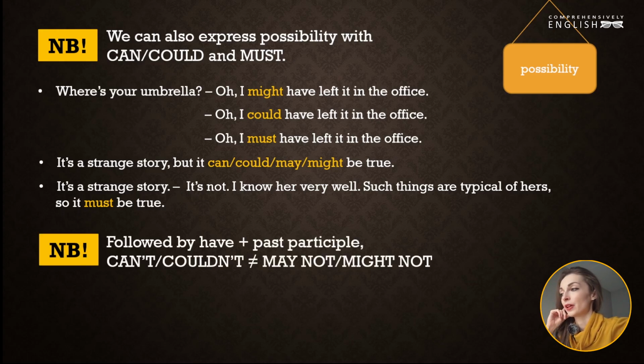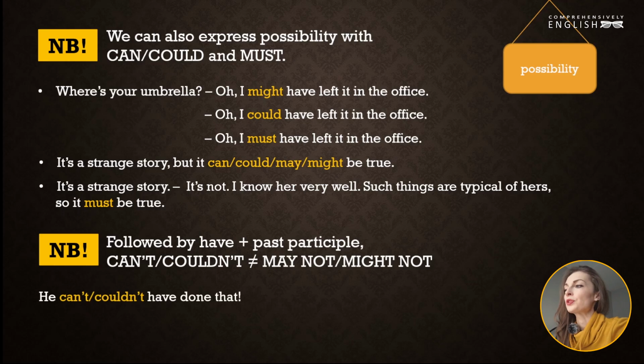Pay attention that followed by have plus past participle, can't and couldn't do not equal may not and might not. They have absolutely different meanings. Let's see.